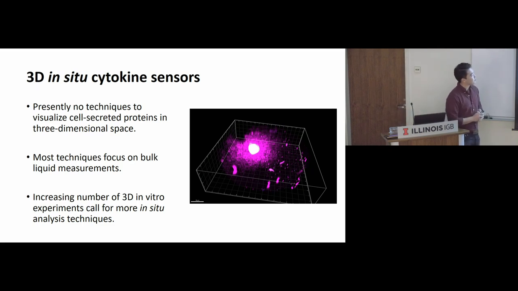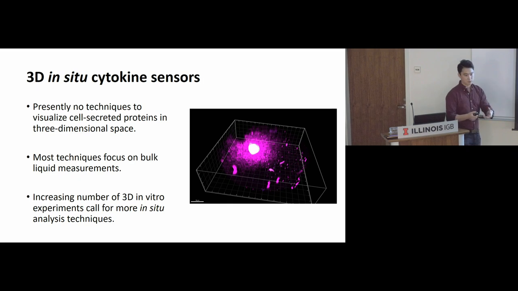So right now, there are no real techniques to visualize cell-secreted proteins in three-dimensional space. There's a lot of capturing the cell in micro droplets and then measuring the concentration within that droplet. But it doesn't really give you a spatial sense of it, right? You're just grabbing a single cell into a droplet and capturing.